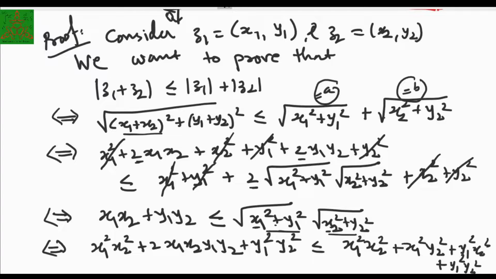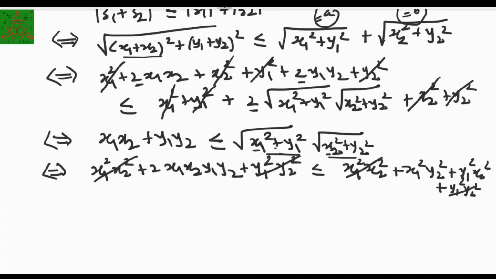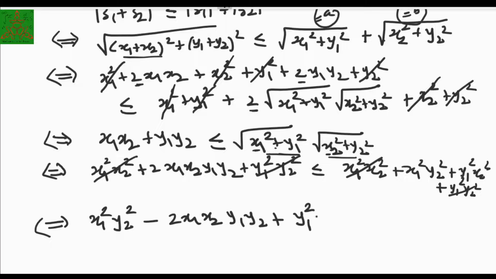What you can have is this x1 square x2 square is cancelled with this x1 square x2 square, and y1 square y2 square is cancelled with this y1 square y2 square. So what do we have? We can rewrite that as x1 square y2 square minus 2 times x1 x2 y1 y2 plus y1 square x2 square greater than or equal to 0, by taking this quantity on the other side.